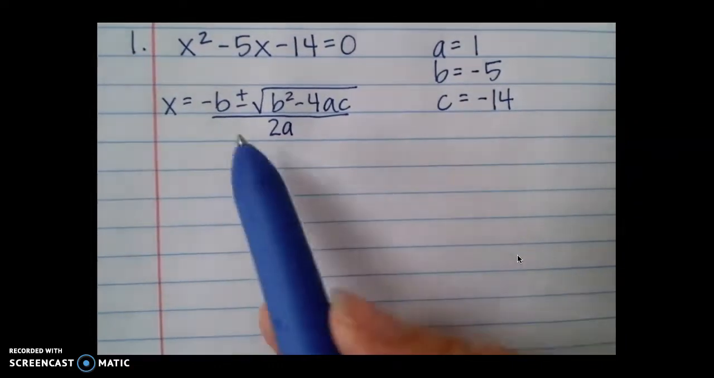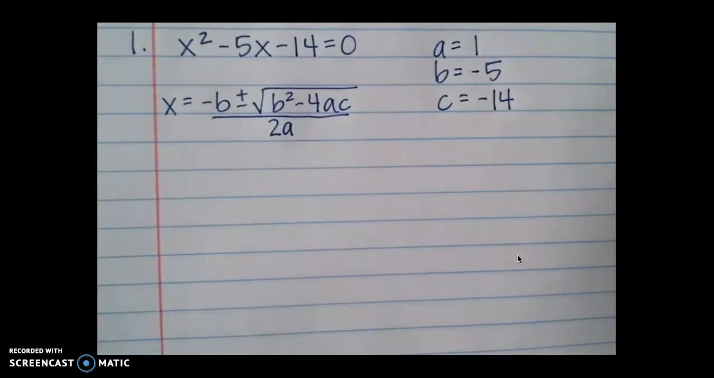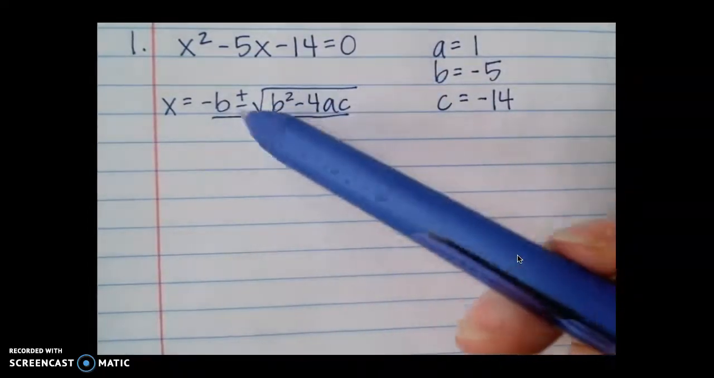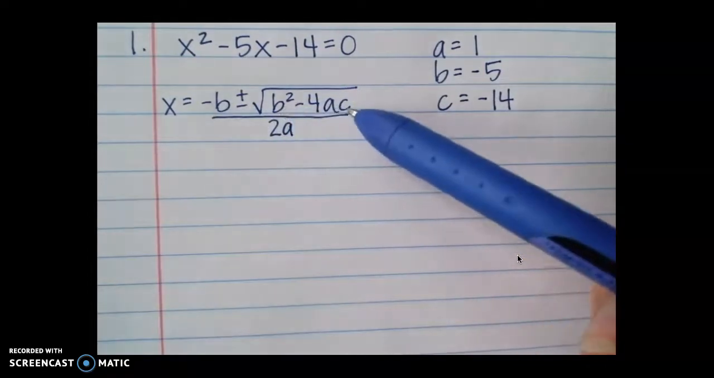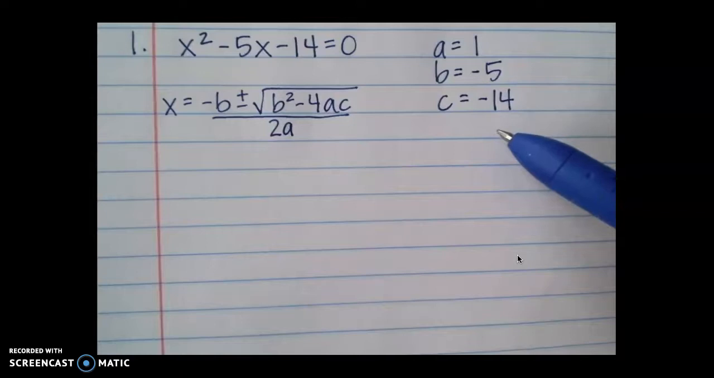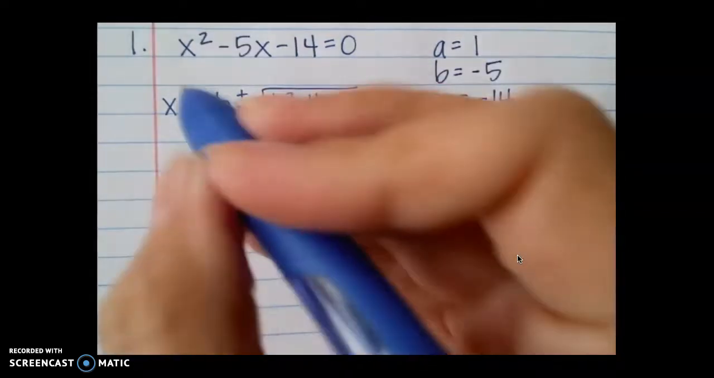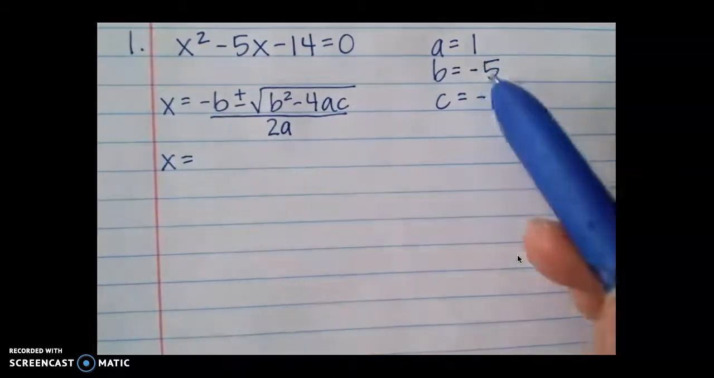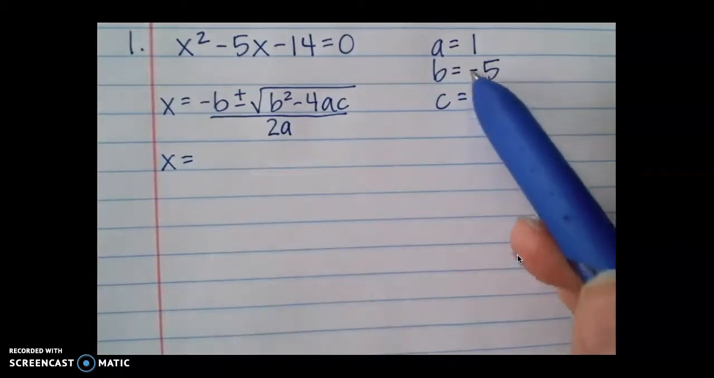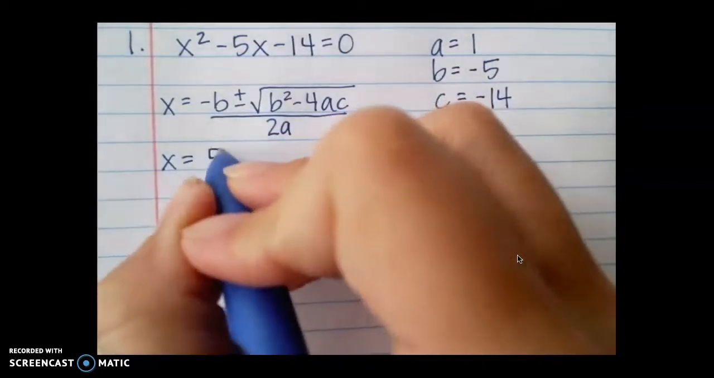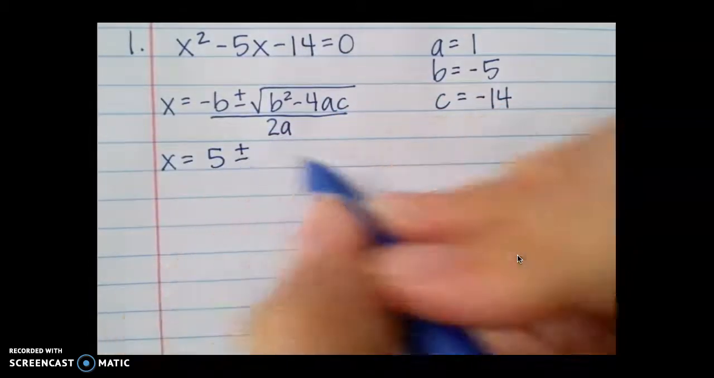All right, we're just gonna fill in. I mean, this lesson is so easy. It's just that it's a long problem, but you're just filling in all of these B's that we don't know, all of these A's and C's with our A, B, and C terms. That's all it is. So X equals opposite B. So right now B is negative 5, so the opposite of negative 5 is going to be positive 5. Let's keep plus or minus there for now.